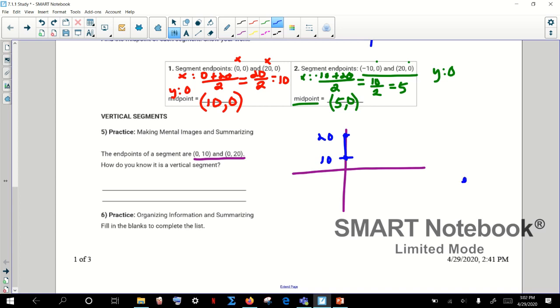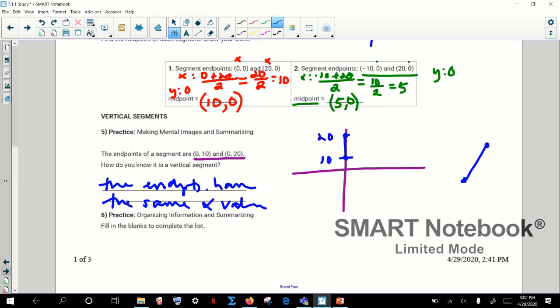If it was slanted, meaning one had a different x value than the other, it wouldn't be perfectly vertical, right? So they have to have the same x value. The endpoints have the same x value. Hopefully you can read that. I know my handwriting on this is not very good. All right, let's move on to the next page.